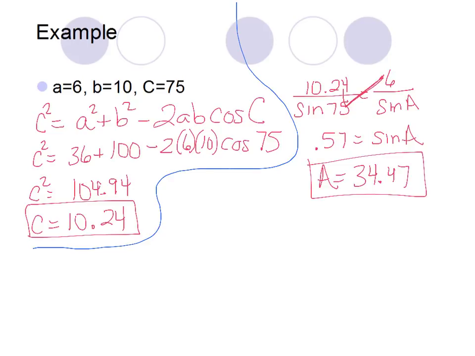The only thing missing is angle B. And the easiest way to find that is to subtract the 2 angles that I know from 180. I get 70.53. Got my 3 missing parts.